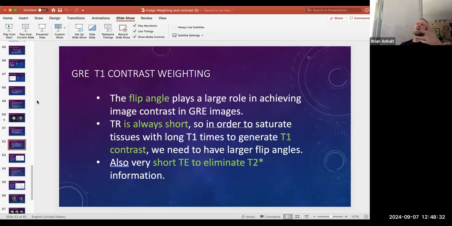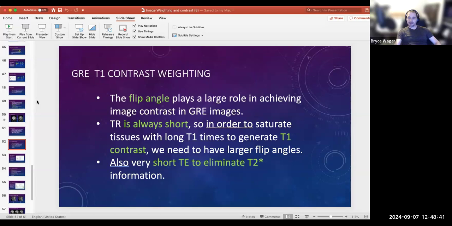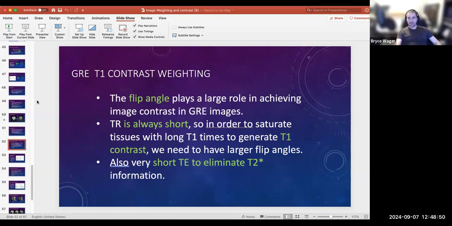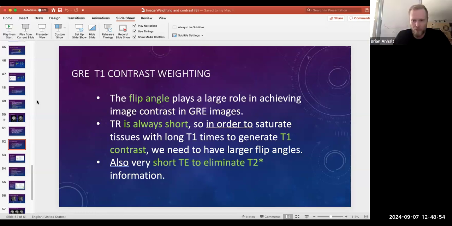What does the long TR do for us in a spin echo sequence? What's the point in prescribing a long TR? Lets us collect more slices. That, but what about contrast? What's the whole reason for contrast to have a long TR? It allows full longitudinal recovery from all the tissues, minimizing or eliminating T1 information, right?